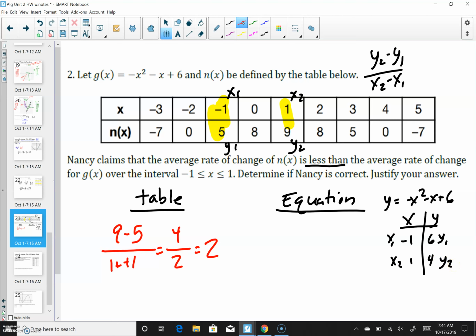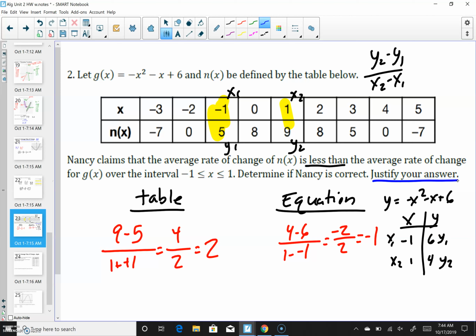So if we go to plug into our formula, doing it backwards, we have 4 minus 6 over 1 minus -1. That gives us a -2 over +2, which gives us an average rate of change of -1. Now what we want to do is make sure we answer the question. Now it does say justify, so you don't have to write an explanation. Your work can suffice here, but you do have to actually determine if Nancy is correct.